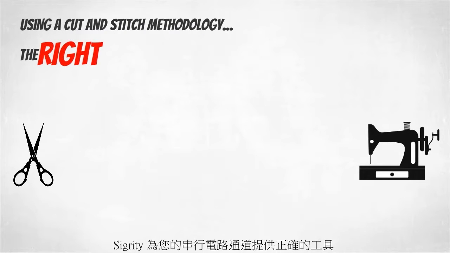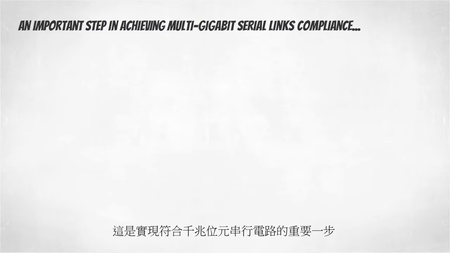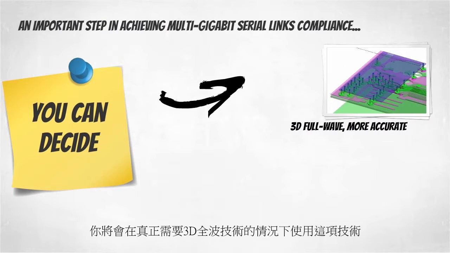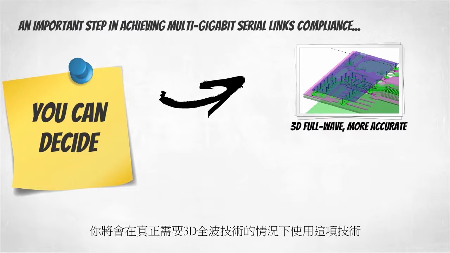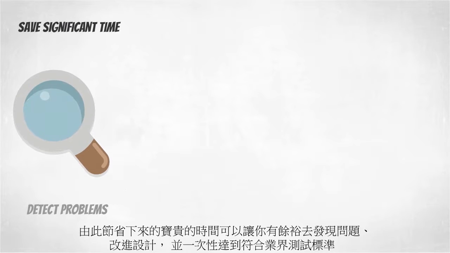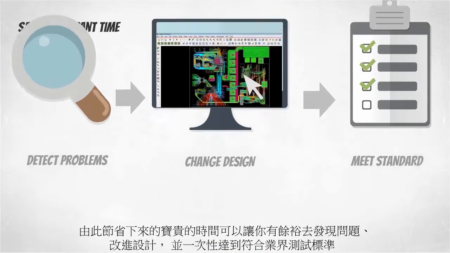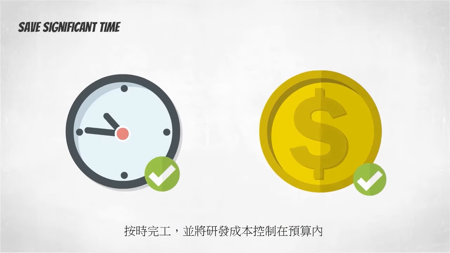Using a cut-and-stitch methodology, Sigrity offers you the right field solver for the right section of the serial link channel. This is an important step in achieving multi-gigabit serial link compliance. You will use full-wave 3D where you truly need it and our fast hybrid solver technology where you do not. The significant time reduction will allow you to detect problems, make changes to your design, and meet industry compliance standards the first time, and on budget.